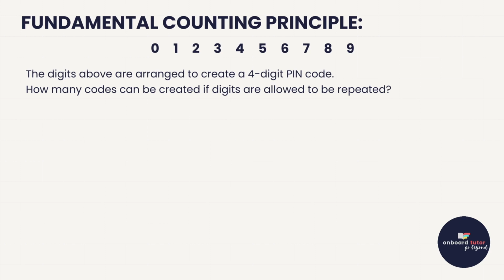So over here, we are given the digits from 0 to 9. And then it says here, the digits above are arranged to create a 4-digit PIN code. How many codes can be created if digits are allowed to be repeated? Now, this is the kind of lingo that we're going to get good at looking out for. But essentially what we want to do is say, okay, I'm creating a code, and there are 4 places that can be filled in my PIN code.